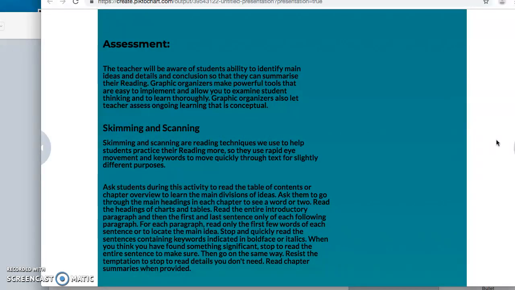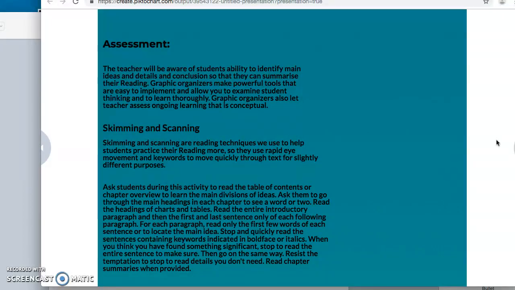Another activity is skimming and scanning. Skimming and scanning are reading techniques we use to help students practice their reading more. So they use rapid eye movement, notice a keyword, and move quickly through the text.